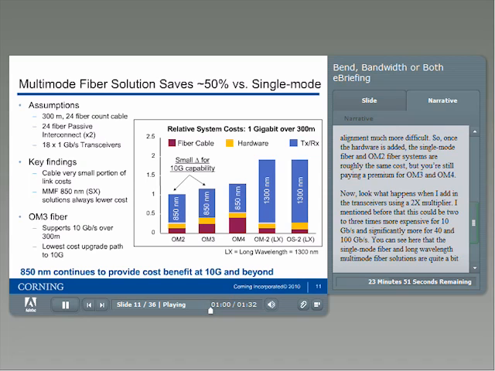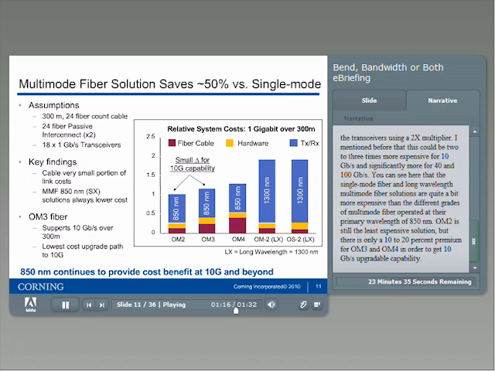Now look what happens when I add in the transceivers using a 2x multiplier. I mentioned before that this could be 2 to 3 times more expensive for 10 gigabit per second and significantly more for 40 and 100 gigabit per second. You can see here that the single-mode fiber and long-wavelength multimode fiber solutions are quite a bit more expensive than the different grades of multimode fiber operated at their primary wavelength of 850 nanometers. OM2 is still the least expensive solution, but there is only a 10 to 20% premium for OM3 and OM4 in order to get a 10 gigabit per second upgradable capability.